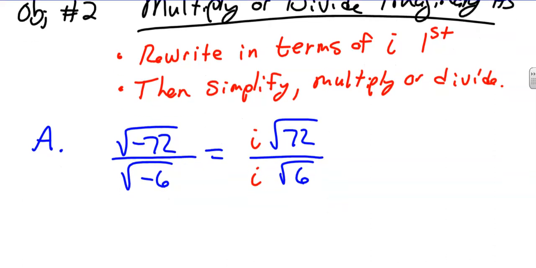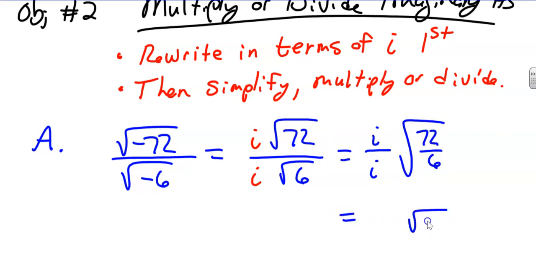Okay, then simplify what you can. You've got 72 divided by 6. So we've got i over i. If we back up just a second, you go ahead and take 72 over 6, because you can divide those two numbers. 72 divided by 6 is 12.